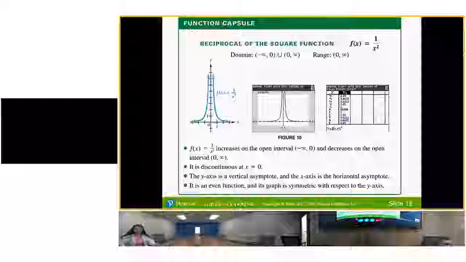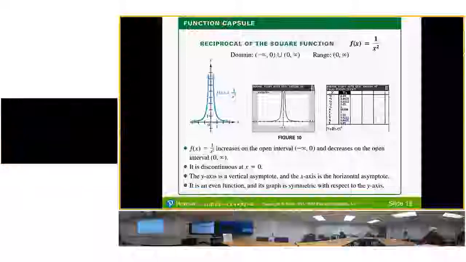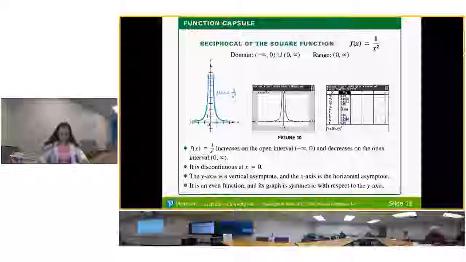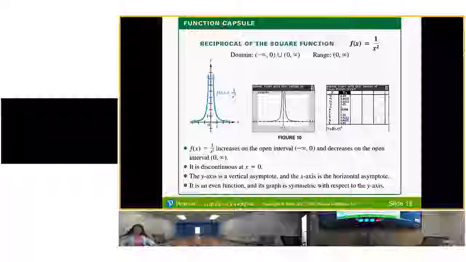If the degree of the denominator is equal to the degree of the numerator, then the horizontal asymptote, the HA, is 1. Okay, here's your volcano. Pretty self-explanatory. That's what it looks like.